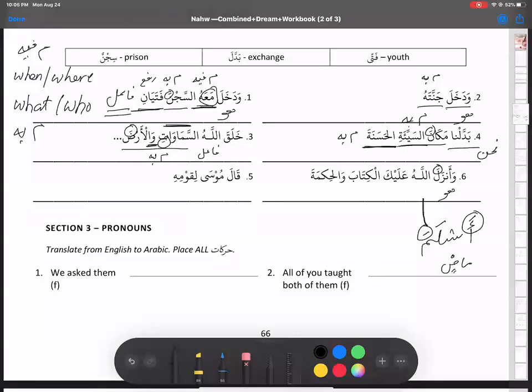Okay. So wa anzalallahu, Allah is the fail. Alaika is mudaf. Al-Kitaba is maf'ul bihi. So together they are maf'ulun bihi. Is it mawsuf? Al-Kitaba wal-Hikmah. No, waw is there. Okay, so now this is our fail, we have mudaf and then we have our maf'ulun bihi.